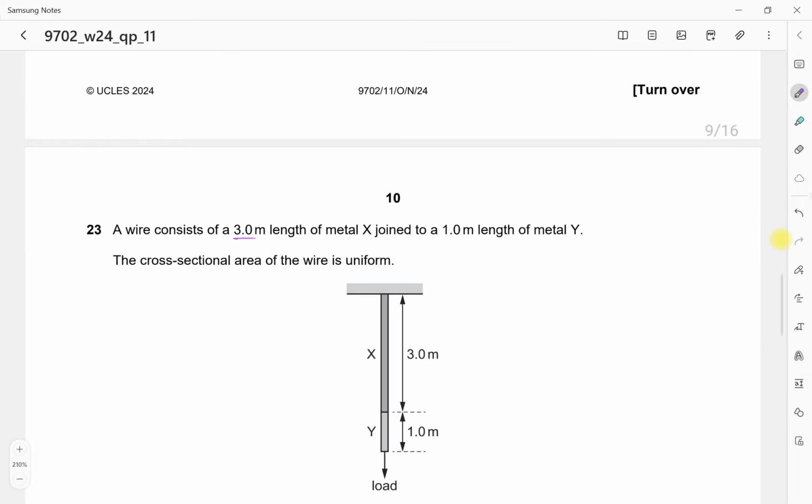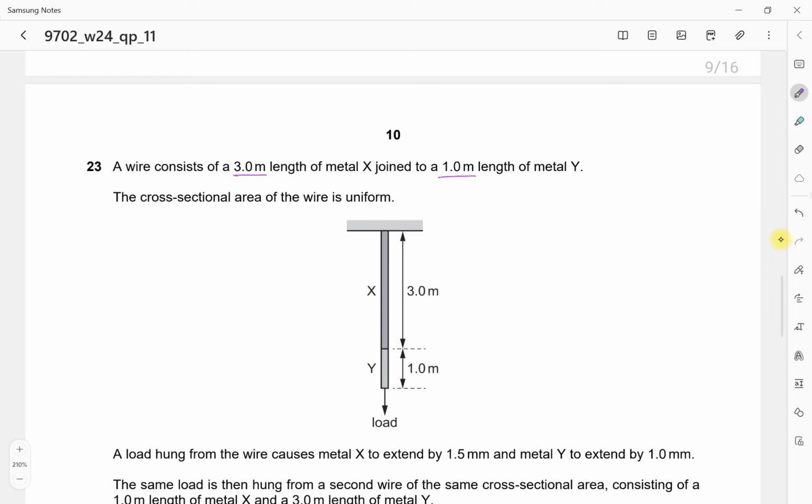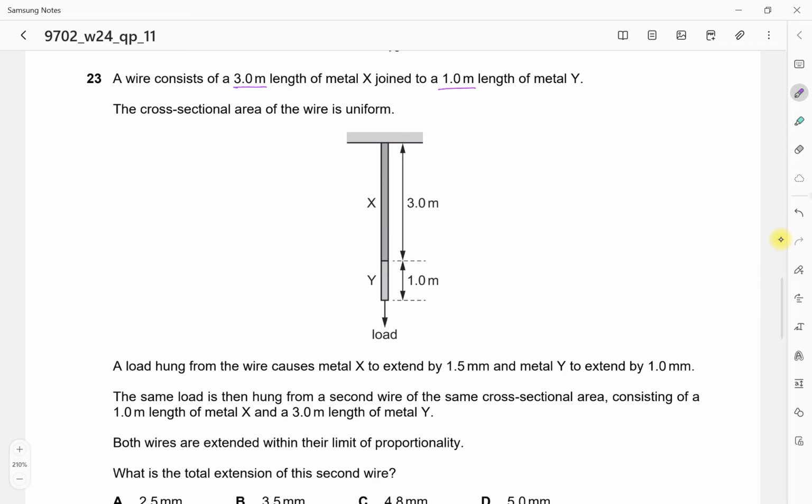A wire consists of a 3-meter length of metal X joined to a 1.0 meter length of metal Y. The cross-sectional area of the wire is uniform. Okay, so this is X and this is Y. A load hung from the wire causes metal X to extend by 1.5 millimeters and Y to extend by 1 millimeter.